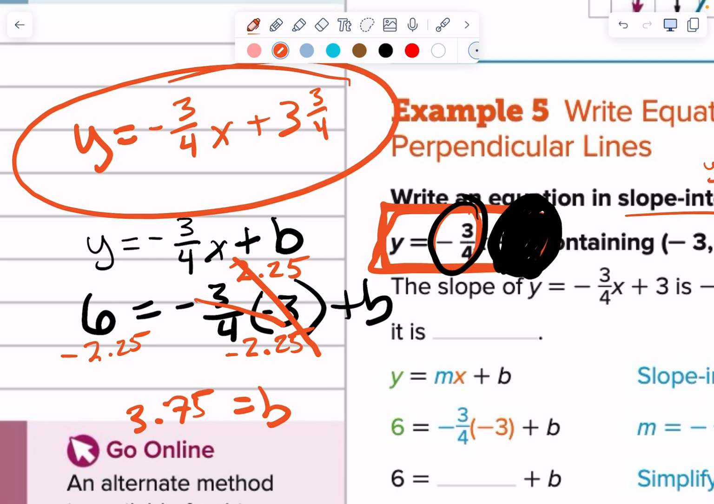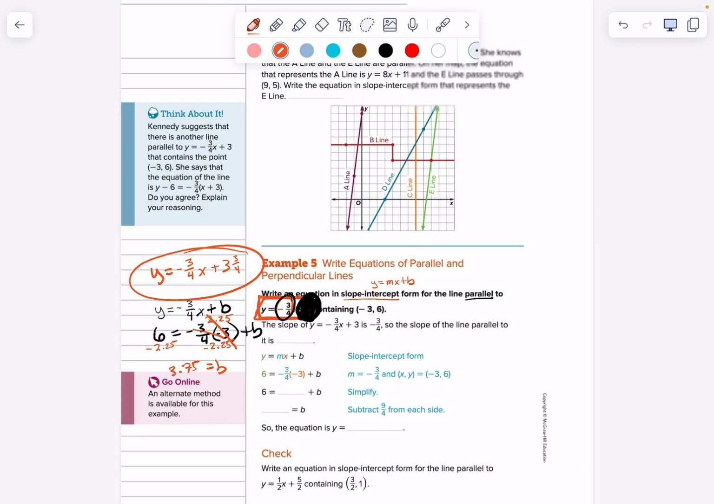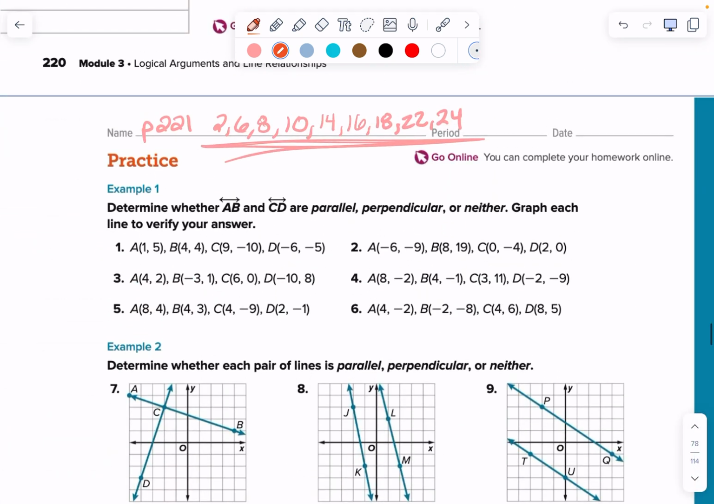There you go. What if this had said perpendicular? I would have liked it better if it had said perpendicular. You know why? Taking 4/3 times 3 is a lot nicer, right? No, it would have been 4. Anyway. Okay, good? All right, you have those problems to do.